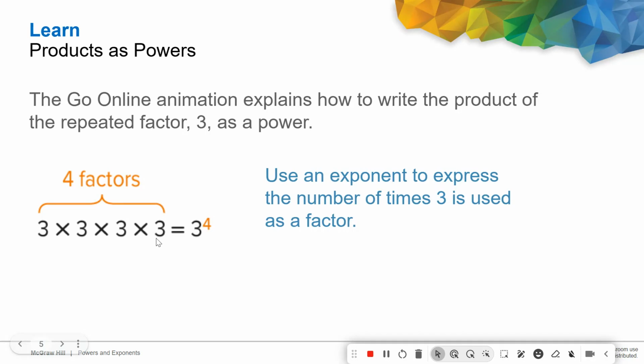And we can write this out as an exponent like this. 3, that's the factors that we're multiplying, to the 4th power is what that means. And so we have a 4 here because we're multiplying it 4 times. So use an exponent to express the number of times 3 is used as a factor. So 3 times 3 times 3 times 3 is the same as 3 to the 4th power here. Okay, and so that's the exponent, the 4.